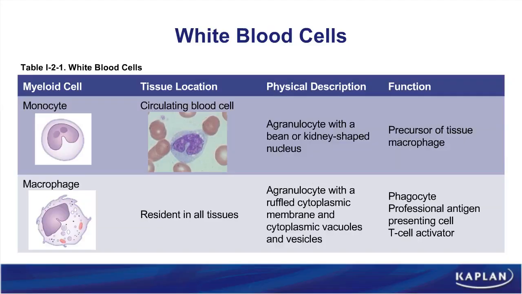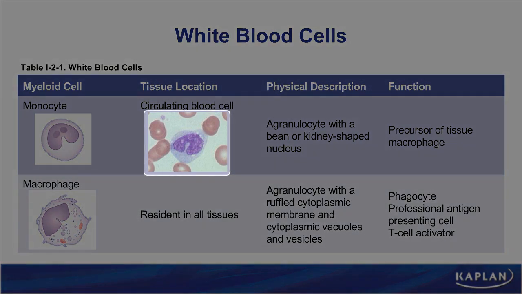And here is our sweet monocyte. So again, go through the process when you are looking at the cells. Notice that the nucleus of the monocyte has a shape that resembles either a kidney bean or a horseshoe, or even better, a kidney shape.